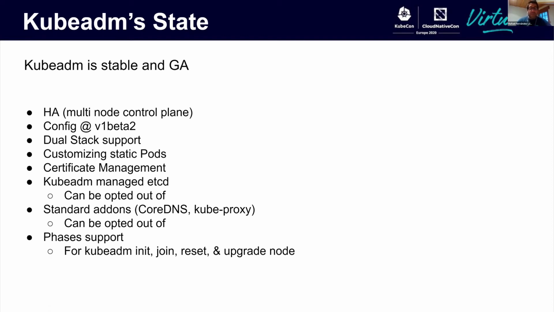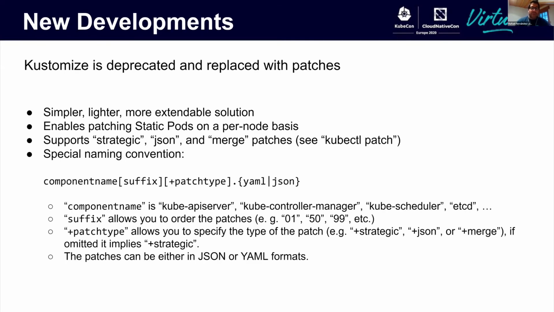And then we have phases support. In the workflow that we were seeing before, all these phases will be run one after the other, but instead of running the whole workflow, you can just run the parts that you care about, the part that you want to run. So this is the phases support. Right now, kubeadm init, join, reset, and upgrade node support phases. More commands will introduce this in the future. And with that, I will leave that to Russ. So yeah, thank you for listening.